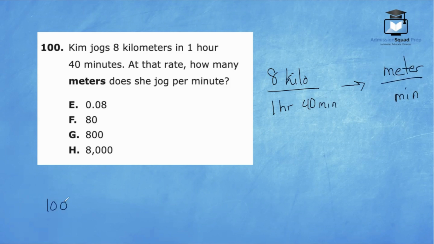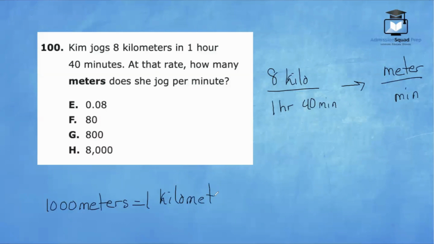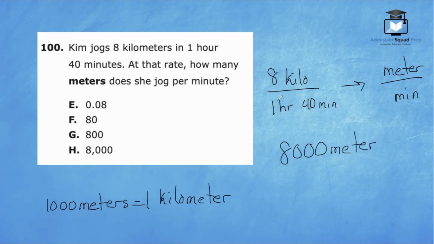We know that 1,000 meters equals 1 kilometer. That conversion is going to be very important for the purposes of our problem. So if we have 8 kilometers, that is 8,000 meters. We also need to express 1 hour, 40 minutes simply in terms of minutes. Since 1 hour equals 60 minutes, we will have 60 plus 40, which is 100 minutes.